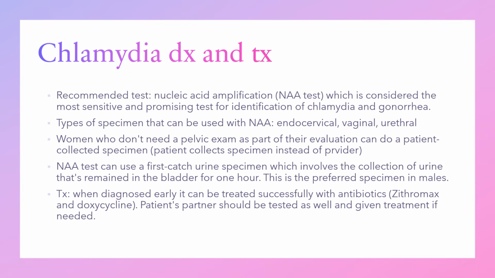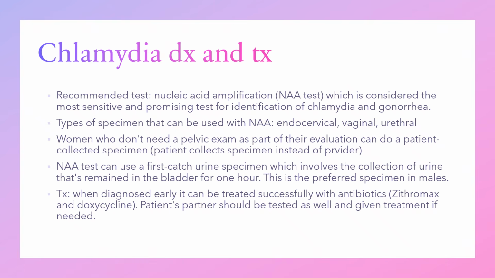For diagnosis and treatment, the recommended test is going to be the NAA test, which is the nucleic acid amplification test. This is considered to be the most sensitive and promising test for identification of both chlamydia and gonorrhea. Some types of specimens that can be used with NAA are endocervical, vaginal, and urethral. Women who don't need a pelvic exam as part of their evaluation can do a patient-collected specimen, which is where they collect it instead of the provider.